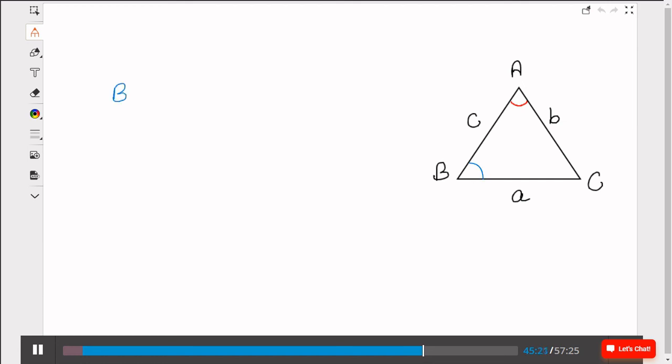Now even for angle C, if you want cos C, you can do a similar thing. Suppose we've taken angle B this time. Let's talk about angle C.